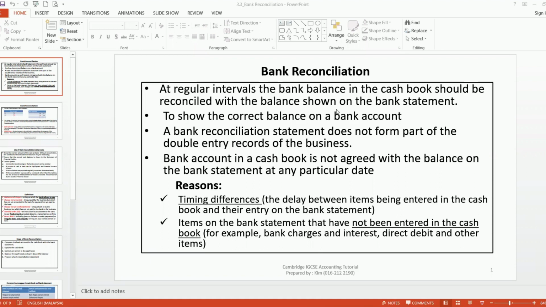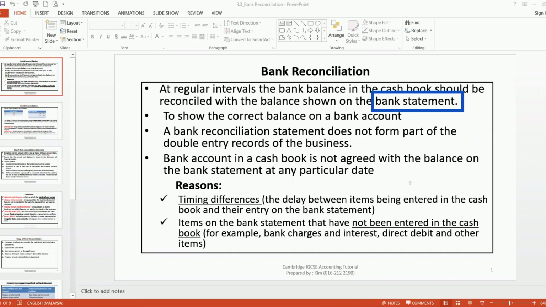At regular intervals, the bank balance in the cash book should be reconciled with the balance shown on the bank statement. What is a bank statement? A bank statement is a document provided by the bank to the bank customer. Normally, at the end of the month the bank will send out the statement. You will receive it in the early part of the month, so we will do the bank reconciliation in the early part of the month.